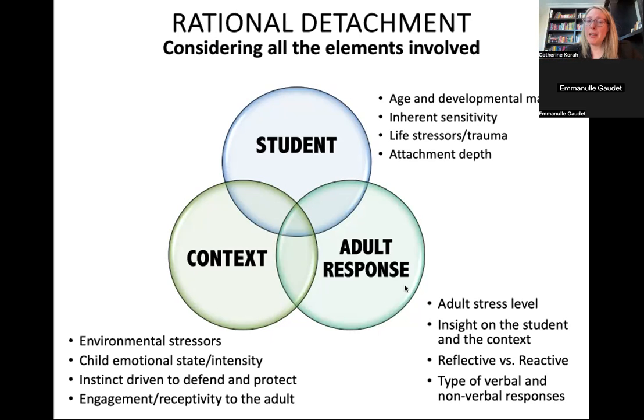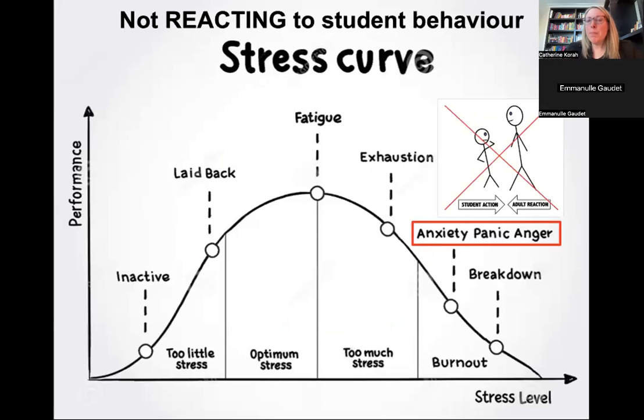And also, as I mentioned, the third part is us, the adult. Where are we at in our level of stress? Are we reflective or reactive? How are our nonverbal and verbal coming across to the student? When we know that both we and the child are at a place of full distress, it is not the time or place to try to get into the student's space in order to control the situation.